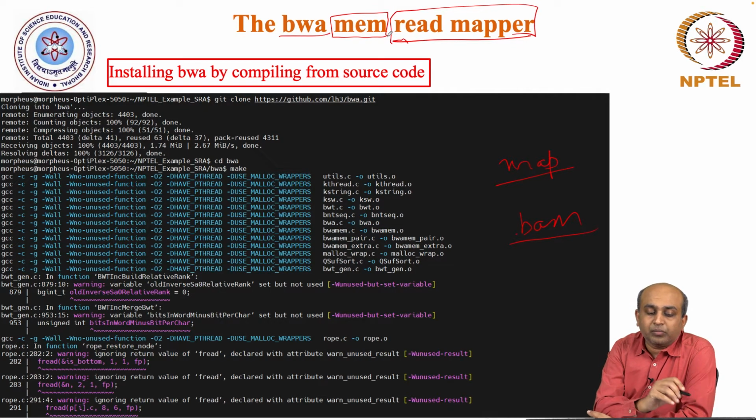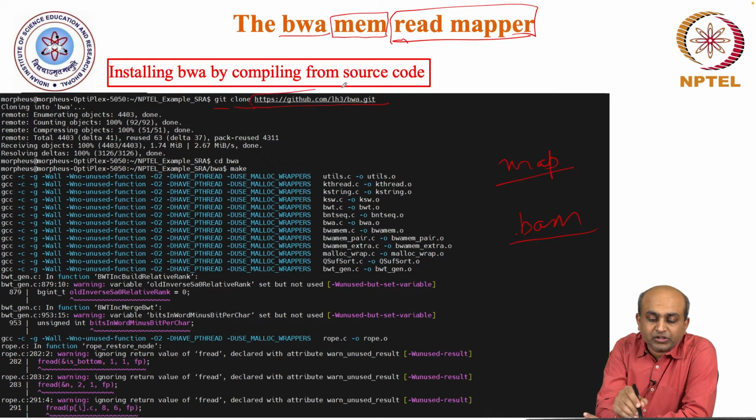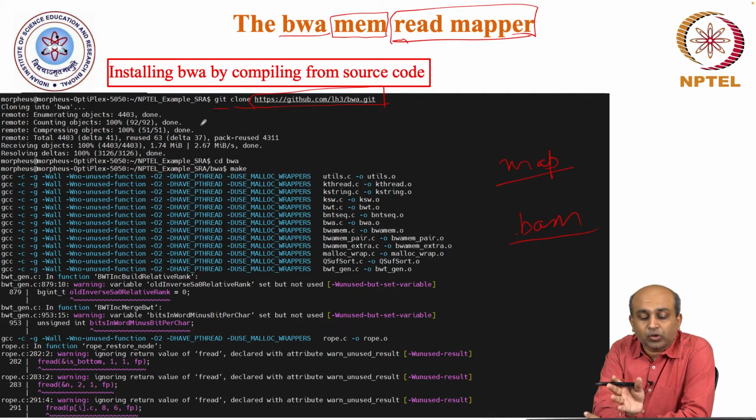In the case of BWA, the source code is hosted on GitHub. So there is a link to a GitHub page. You just do git clone. Then it will clone this GitHub repository to your system, and it will download all the files and folders which are there in this online GitHub.